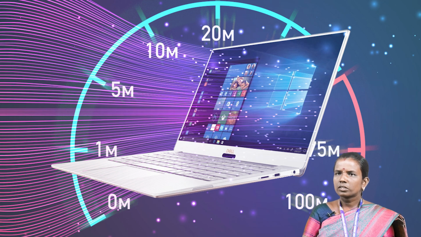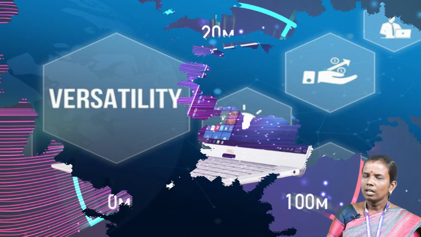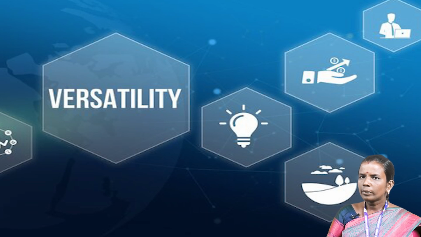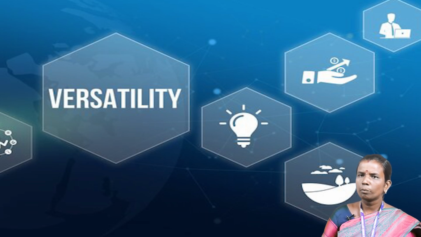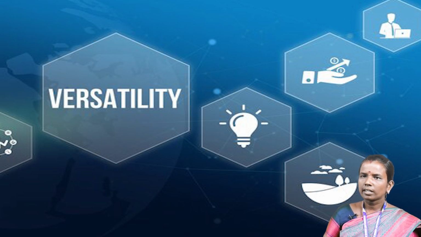The speed of computers varies from machine to machine because of their hardware capabilities. Next one, versatility. Computers are capable of solving various types of problems. They are used both in simple activities such as preparing payroll and in complex activities such as controlling aircraft.